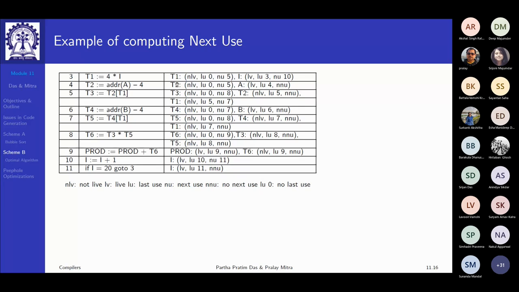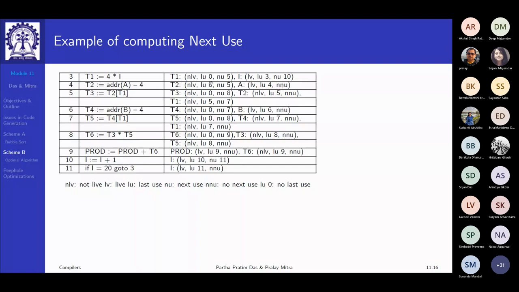I go back in here, T2, it has a last use 5. So next use is 5 here. Defined here, so LU 0. A is live. A is used here, so LU 4. And there is no next use because A has not occurred yet.